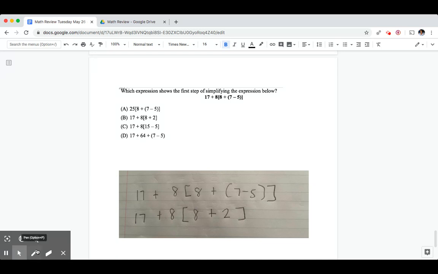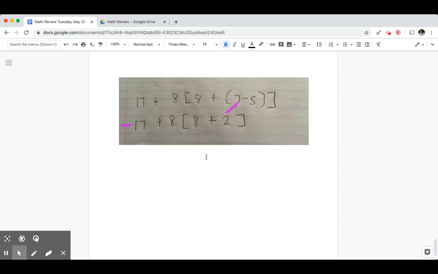So in this expression, we have nested parentheses. We have a bracket, and inside of the bracket, we have a group of parentheses. So we know that with nested parentheses, we solve from within first. We start with the parentheses that are inside. So our first step in solving should have been to do 7 minus 5, which gets us 2. So the second step in our work would look as such. 17 plus 8, bracket, 8 plus 2, which gives us the final answer of B.